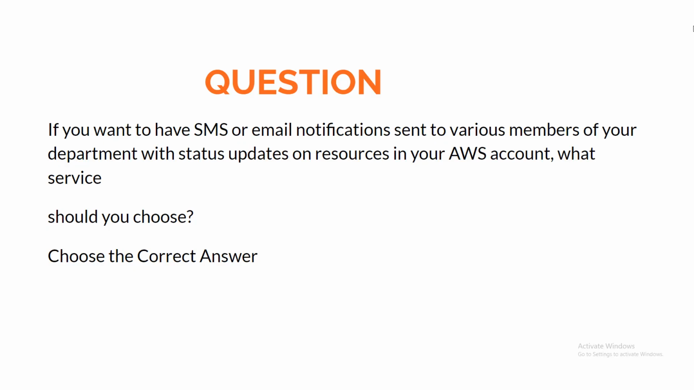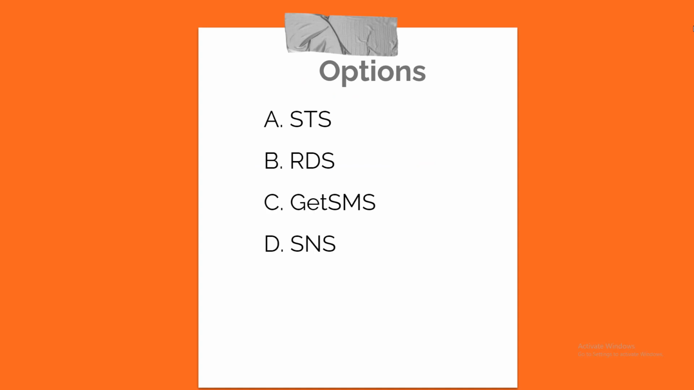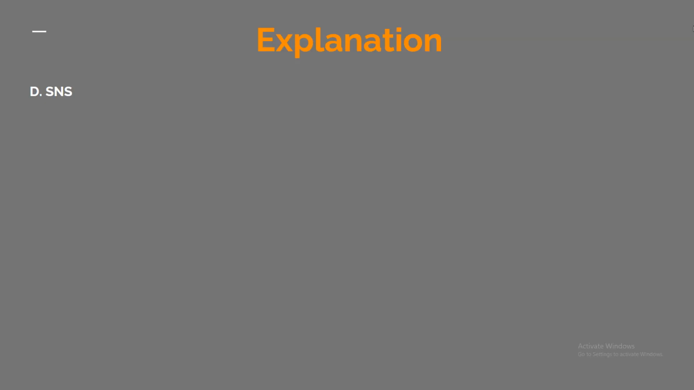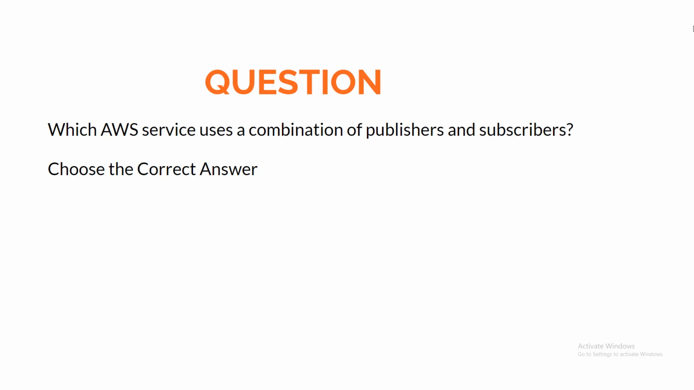Question: if you want to have SMS or email notifications sent to various members of your department with status updates on resources in your AWS account, what service should you choose? Choose the correct answer. A. STS. B. RDS. C. Get SMS. D. SNS. Answer: D. SNS.